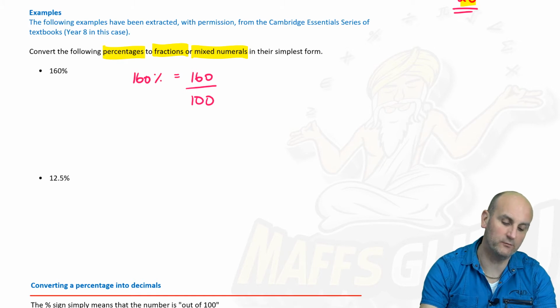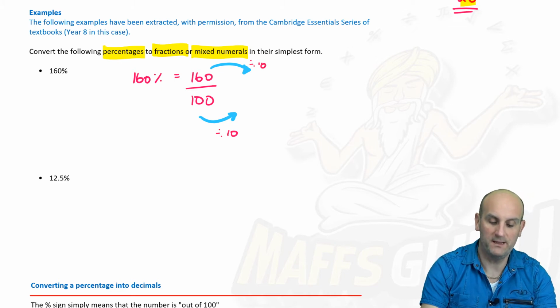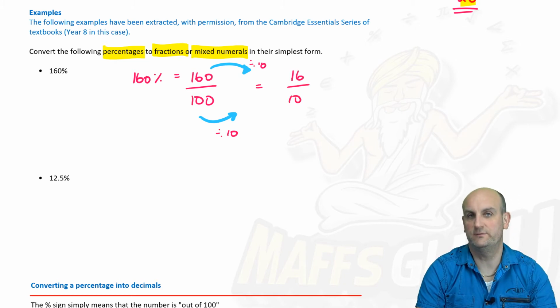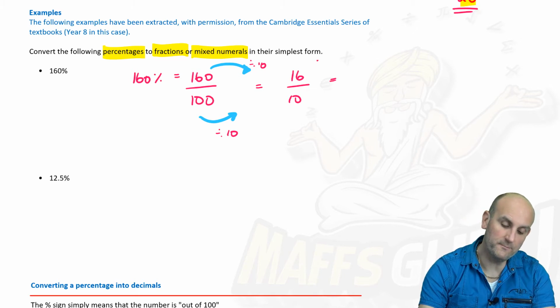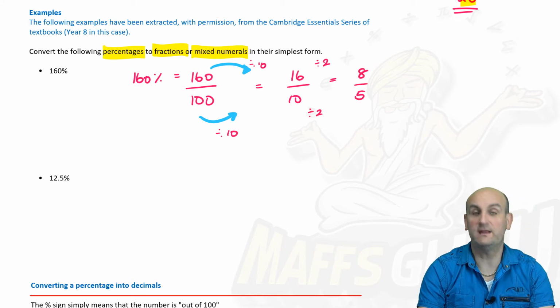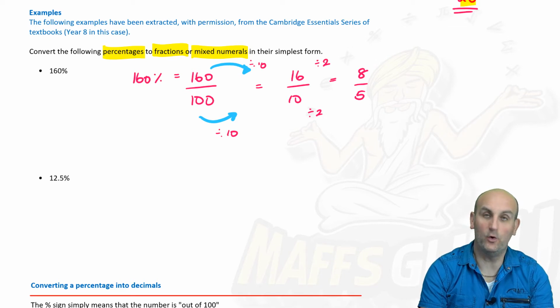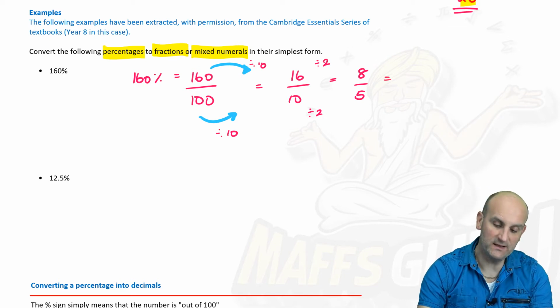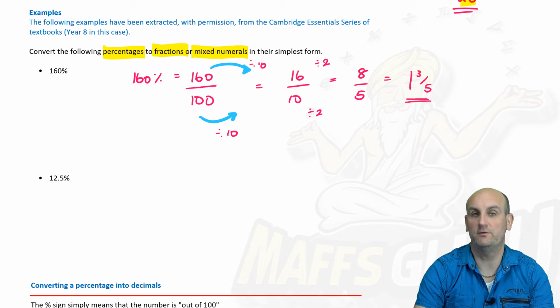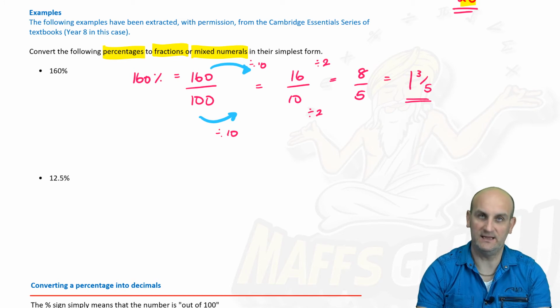And this is where we come back to number rules. Now I know that because the top number and the bottom number end in a 0, I can actually divide the top and the bottom by 10. That's going to give me 16 on 10, and life becomes a bit easier for me now. Can't divide by 10 again, but they are both even numbers, so I can divide the top and the bottom by 2, and I get 8 on 5. They're not going to cancel down anymore, and so because the question said mixed numerals, I know that 8 is bigger than 5, so that goes 1, remainder 3, with 5 on the bottom, so 1 3/5. Job done, loving it, so easy.